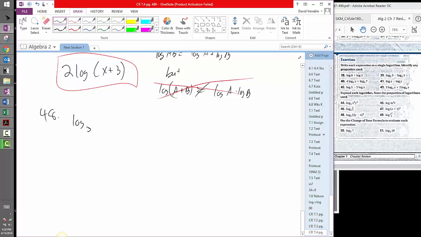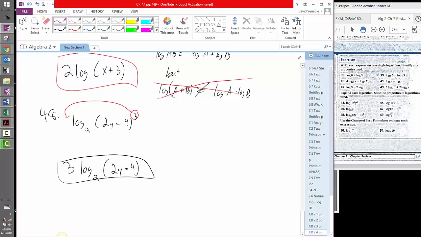I'm sorry, log base 2 of (2y minus 4) all to the third. Again, you might be tempted to do the quotient property, but no. Combined division separates into subtraction. This one is all you can do. The only way you can rewrite this is by taking the 3 and putting it in front of your log base 2 of 2y minus 4, and that's as far as you can expand that.